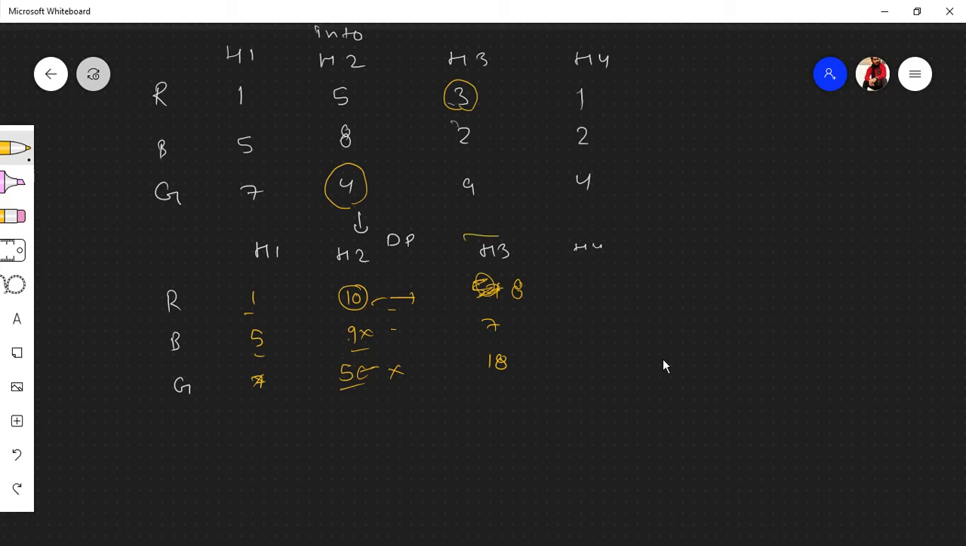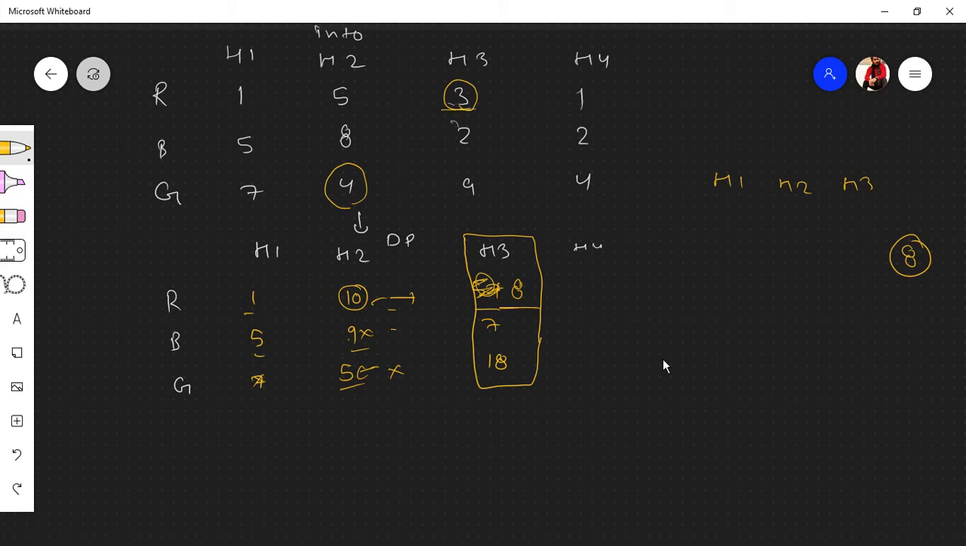So if someone asks you, I am giving you three houses, h1, h2 and h3, tell me the minimum cost in which you can paint them, and no two adjacent should be the same. You'll just take the minimum of this. What is the minimum? 8. So you'll say that you'll use at least 8 rupees. And then he'll ask, tell me how, which colors you'll go for. So how did this 8 come about? First of all, you painted this house red.